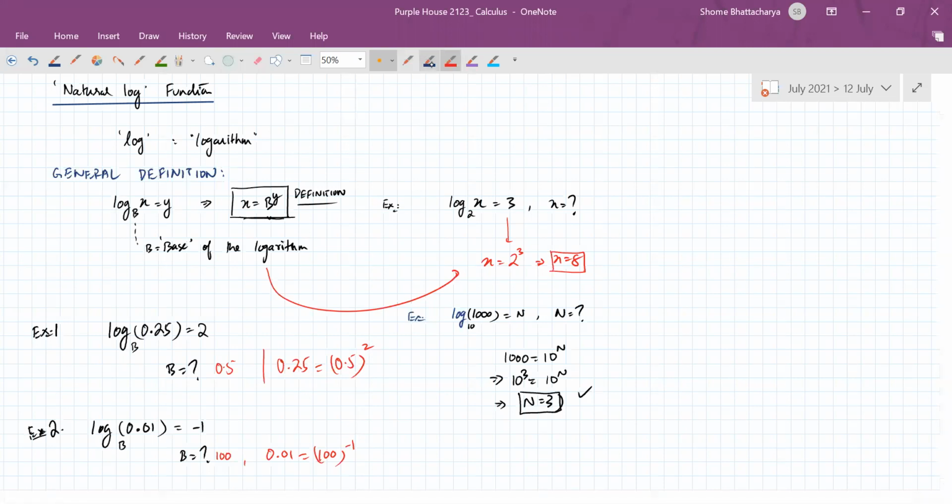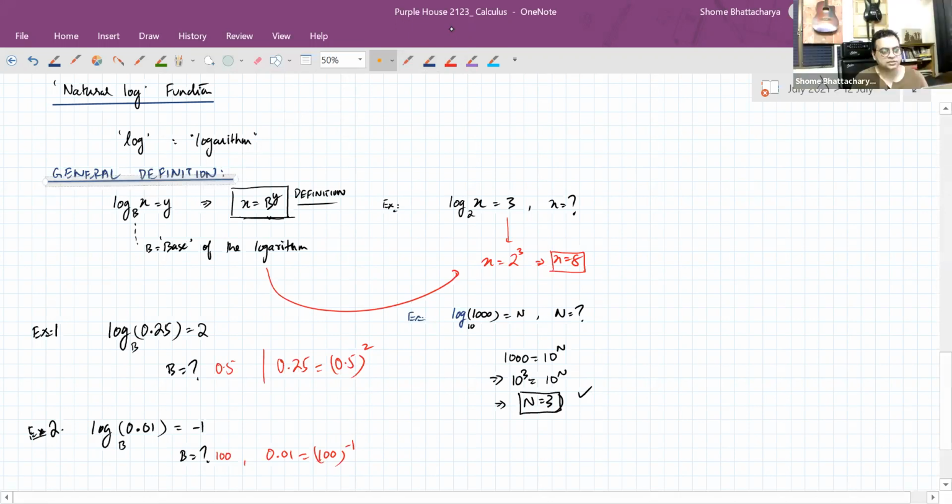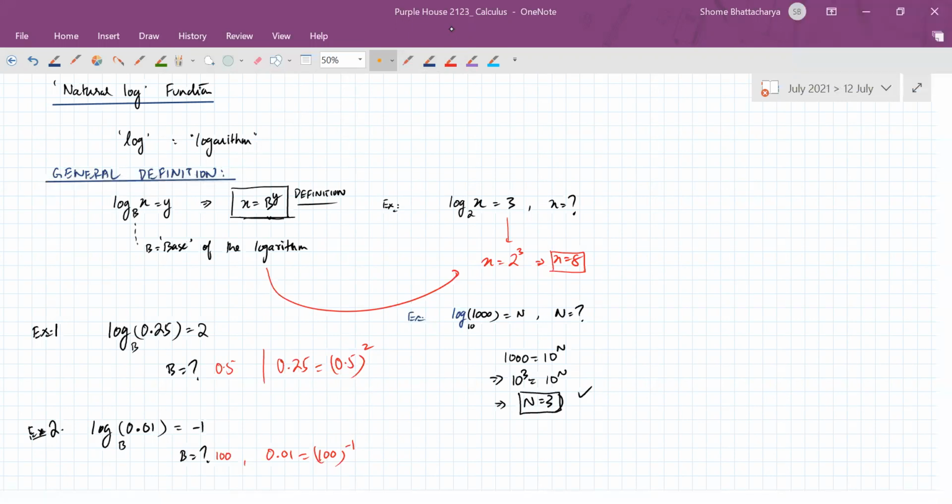So this is the general definition of the term logarithm, or what in short form we call log. You might have seen these things called log tables. Any of you are familiar with log tables? Okay, so you will see at some stage.